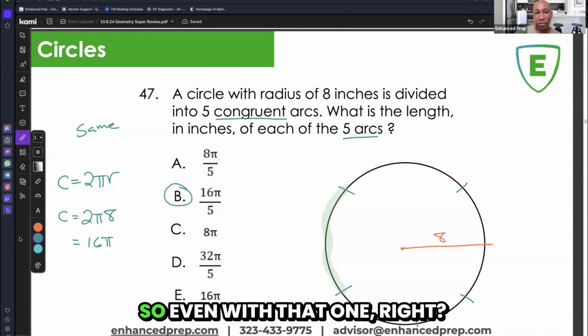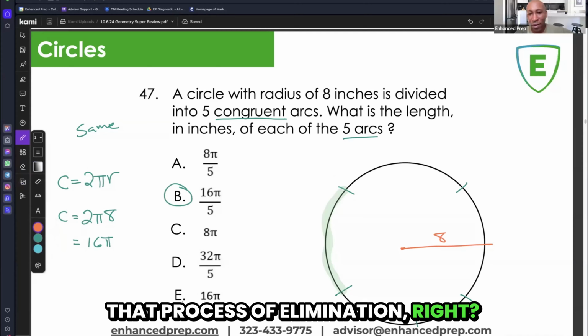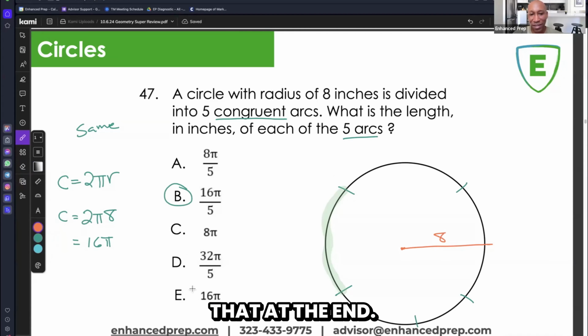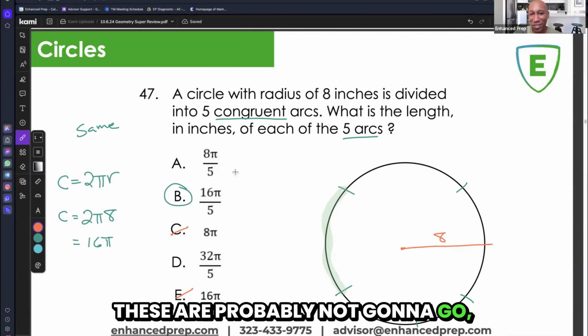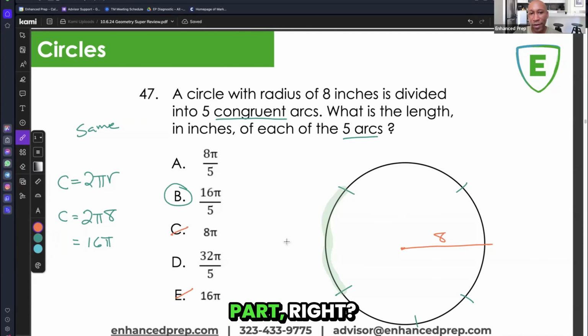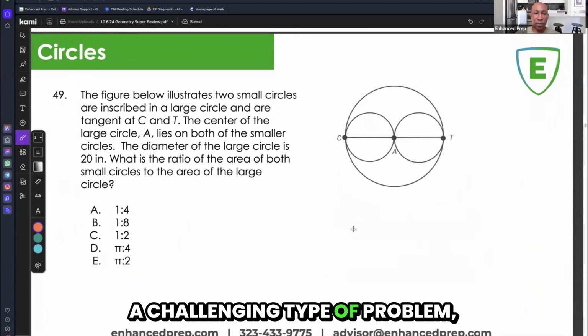Great. So even with that one, I was going to bring back that process of elimination. We know that we're going to have to divide by 5 or something like that at the end. These are probably not going to work, because there needs to be that step. Just trying to figure out their circumference is going to be that next part. Great job.